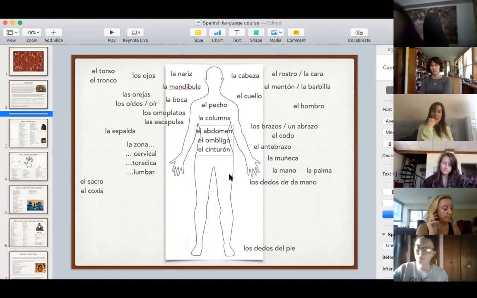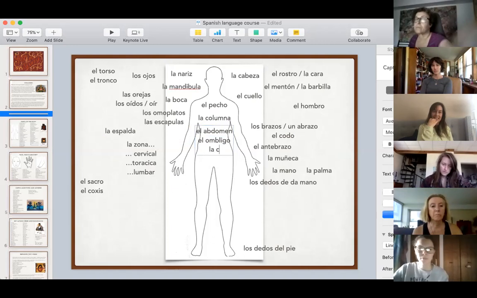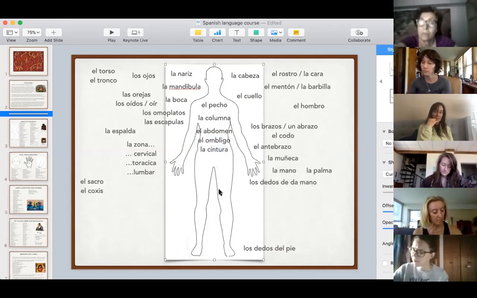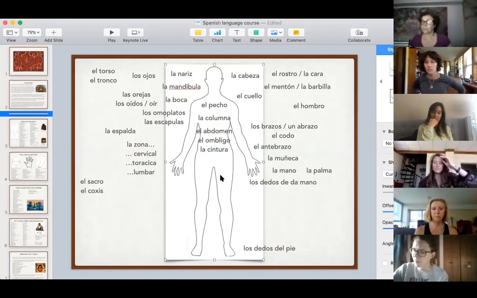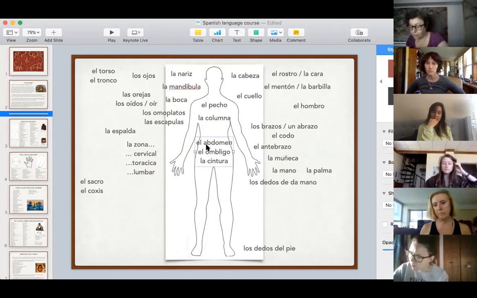Costillas. I will come back to those. So, not cinturón, but la cintura. What is your cintura? Your waist. Yeah, so you might hear yoga teachers saying, place your hands on your waist or at waist level. Good, so la cintura, your waist. Good, okay, well done.